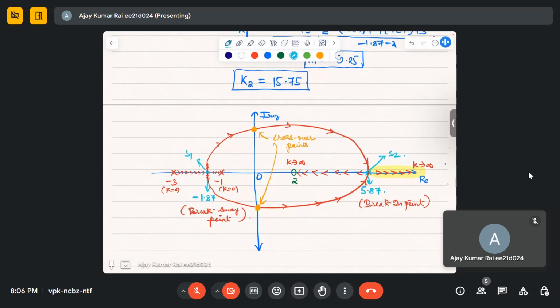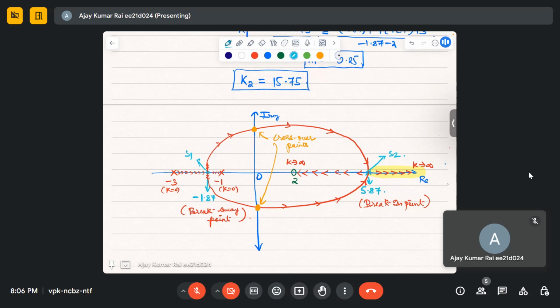And the other one: if you see here, there exists one zero at 2. Meanwhile, what will happen? You have one asymptote, right? And one locus will go from k equal to 0 to k equal to infinity. So we have one zero here at 2, so one of the root loci will be going to your zero.